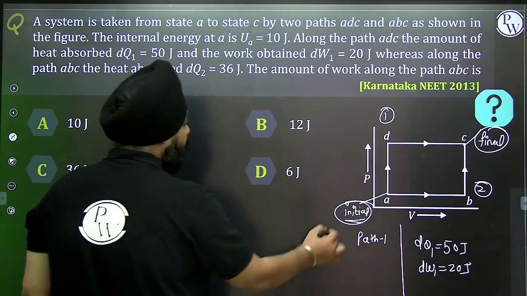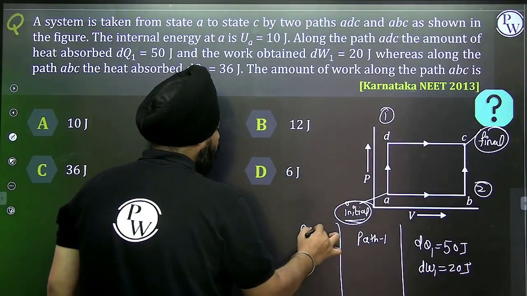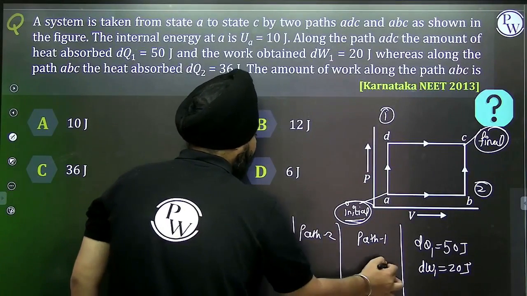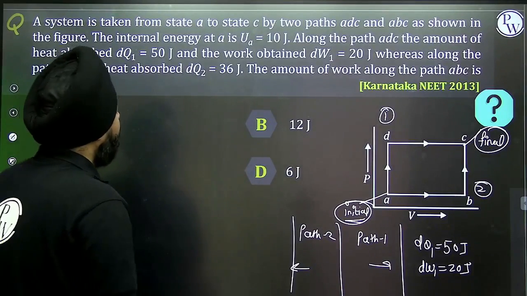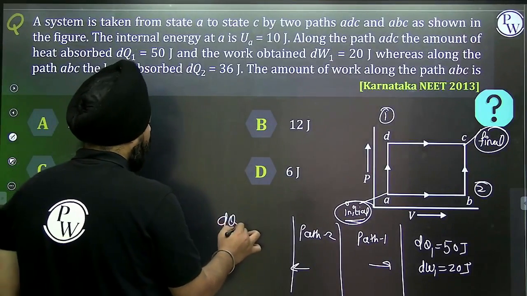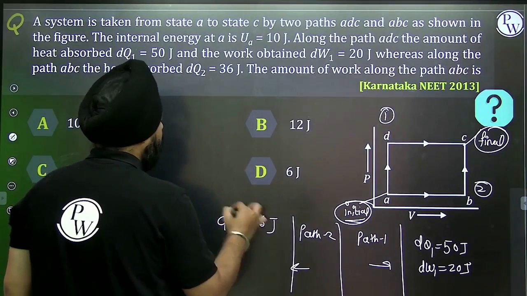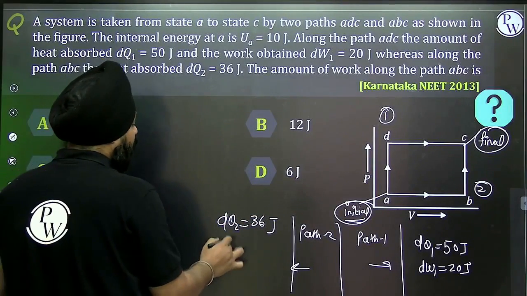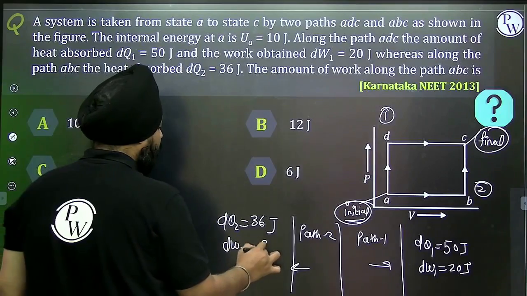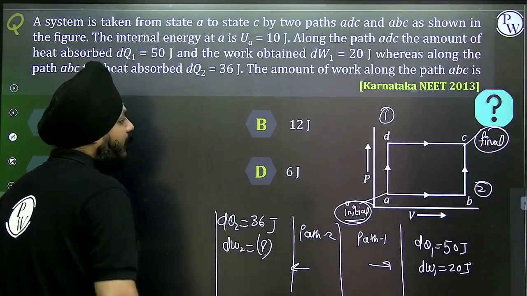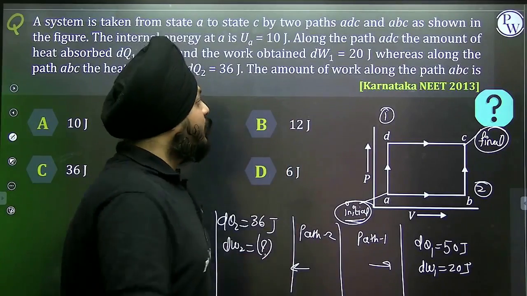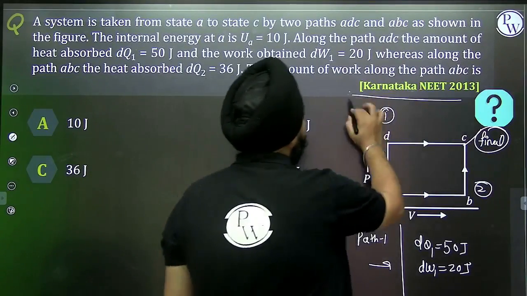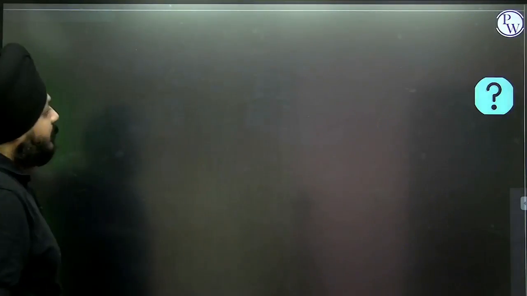Whereas along the path ABC, path 2, the dQ2 value is 36 joule. Then the amount of work done along path 2 is equal to how much? A very simple case. This question was asked in Karnataka NEET 2013. How are we going to solve this?